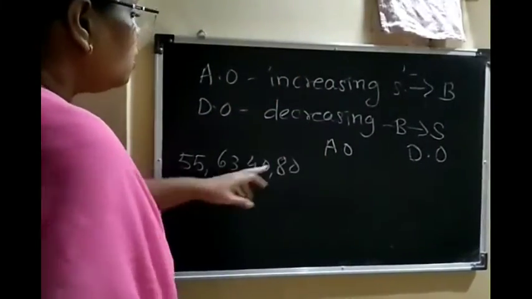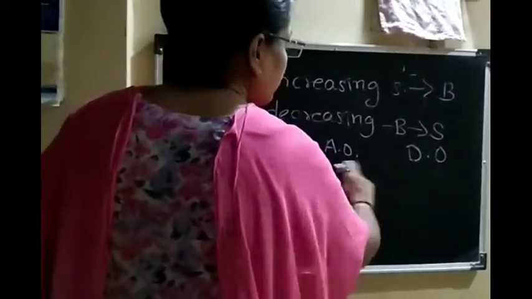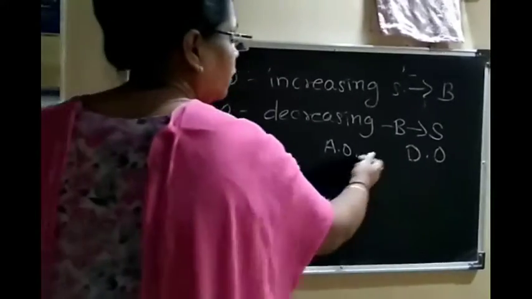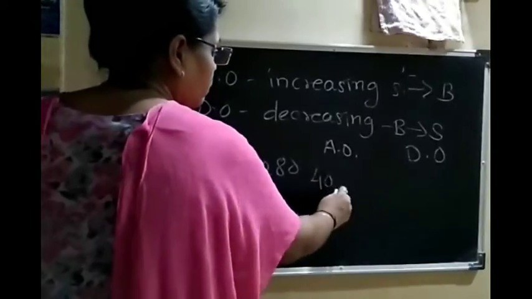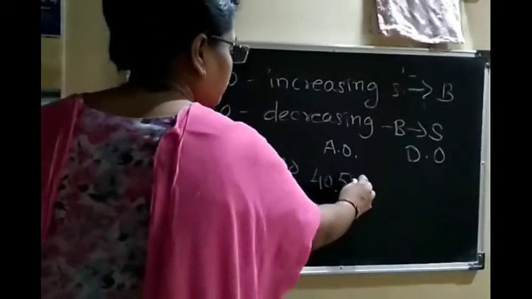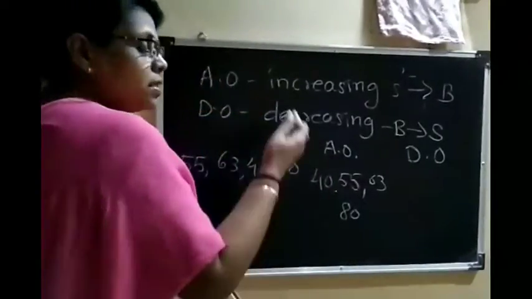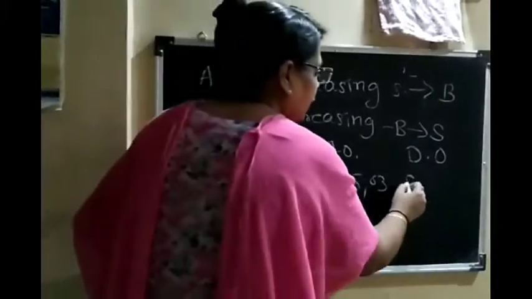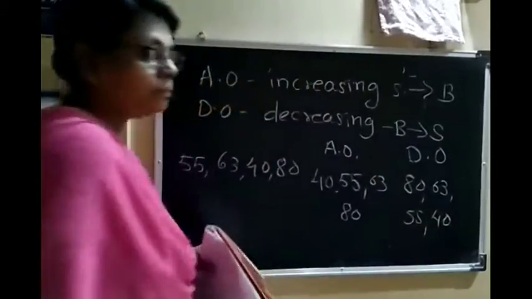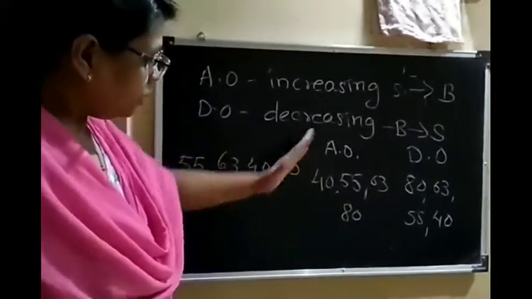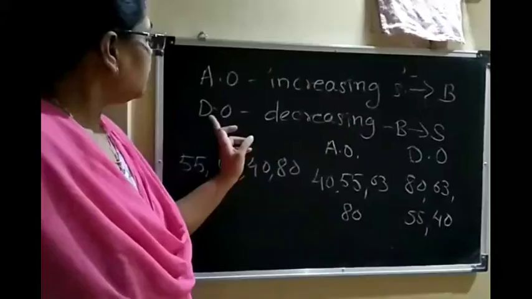Here there is not that much space, so I have written abbreviations for ascending order, descending order: AO and DO. The first smallest figure here is 40, then comes 55, then 63, and the last is 80. These figures in descending order: 80, 63, 55 and 40. Ascending is increasing, descending is decreasing.